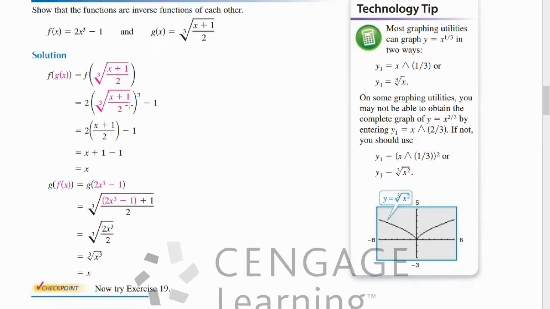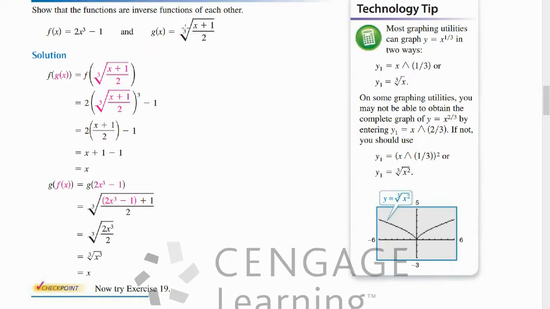So we have 2, and then this whole thing raised to the third -1. Well, right off the bat, the cube root and the cube are going to simplify or cancel. And then the 2 and the division by 2 now cancel. And then the +1 and the -1 cancel, and lo and behold, I get x. So I'm feeling pretty good. Hey, these are probably inverses, but we have to actually check both directions.